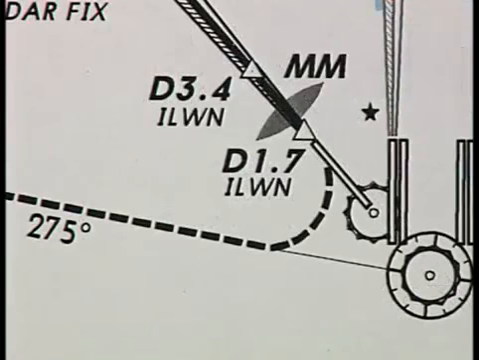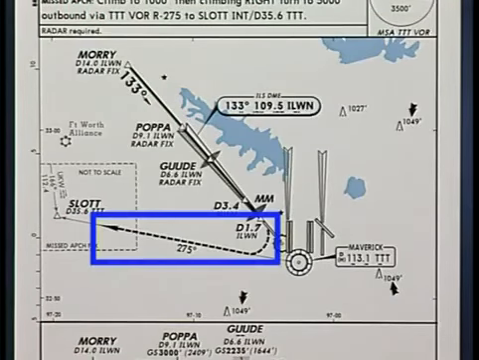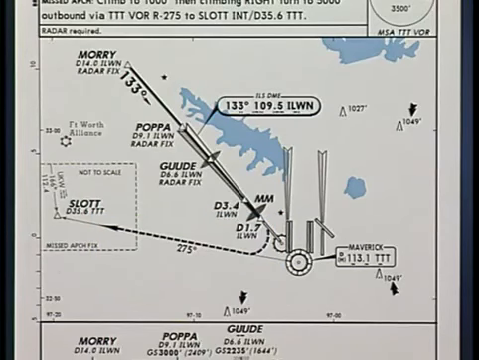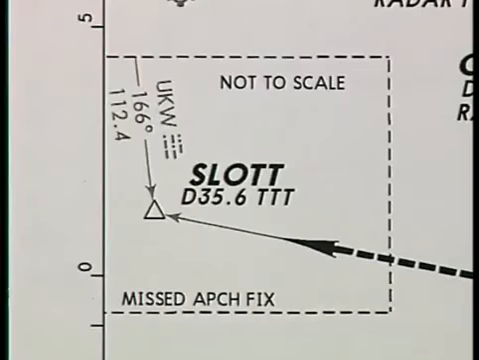The final approach segment ends at the runway or at the missed approach point, whichever is encountered last. The missed approach course is indicated by a dashed line on the plan view. When information concerning the missed approach continues off the plan view, an inset is provided. The inset area is not drawn to scale.